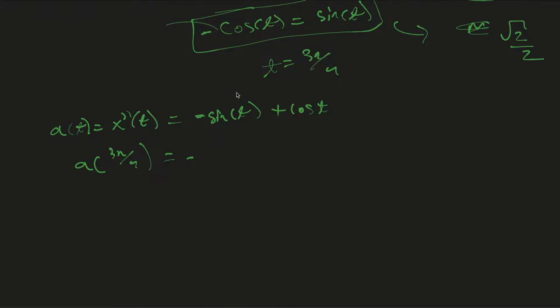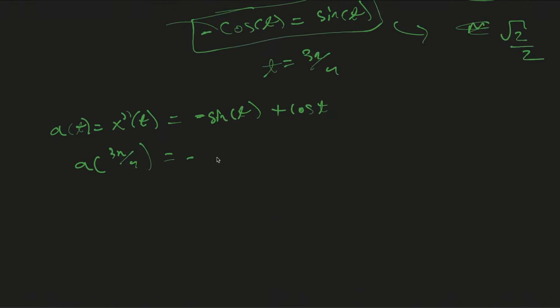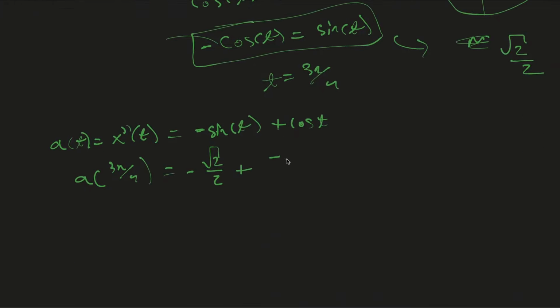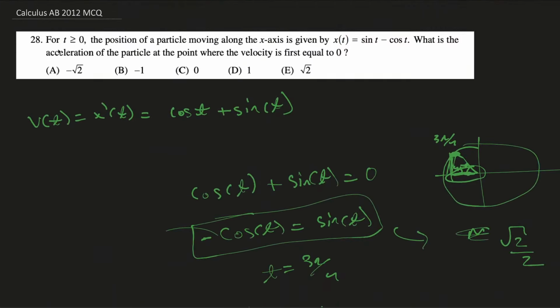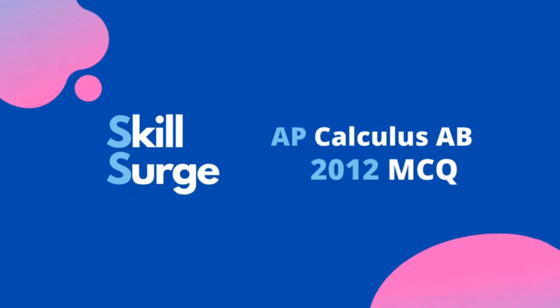if you plug in 3 pi over 4 into this, you get positive radical 2 over 2, and if you multiply by negative, you get negative radical 2 over 2, plus the cosine of 3 pi over 4 here, which is negative radical 2 over 2. Because they have the same denominator, you can just add them, and that gives you negative radical 2. So that's the answer. It's A. And then we'll get started on the calculator portion of the 2012 MCQ.